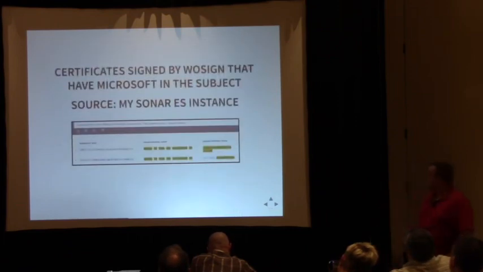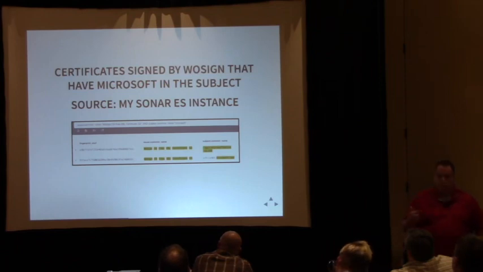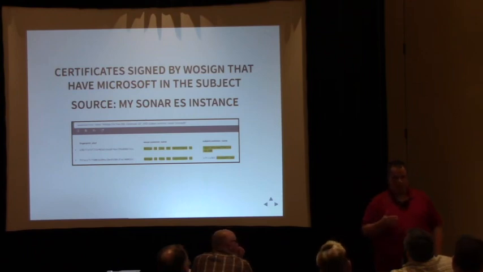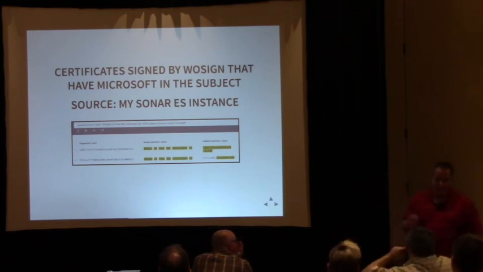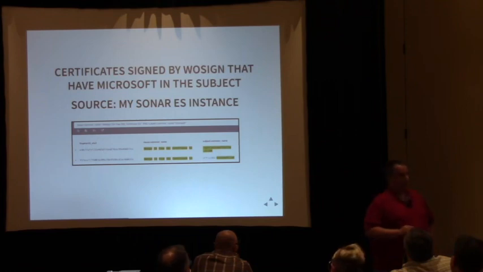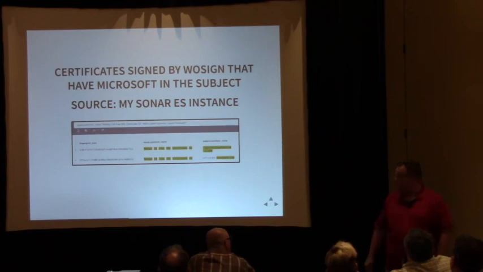This was a little harder to see, but this is using my local Sonar data repository. And I said, show me anything that was signed by WoSign, which is a Chinese certificate authority that offers free certificates, that had the word Microsoft in the subject. So in this case, there's 2: login.microsoftonline.us.com and officers.microsoft.com. I'm pretty sure the second one's been used in phishing campaigns by an agency. I'm not positive on that, but I'm pretty sure that was used by a particular person.